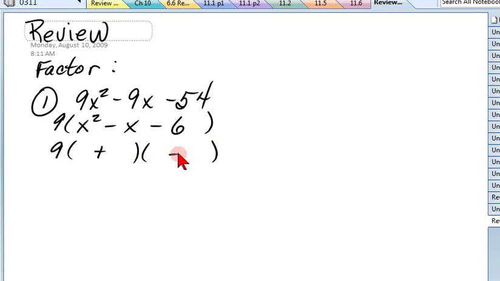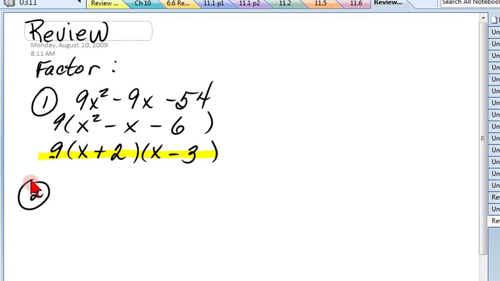That means I need one of each. I need an x and an x. Factors of 6 with a difference of 1. That's going to give me a 2 and a 3. And this is not an equation, so I don't set equal to 0, I don't solve, I'm done. It was just factor. And I need all of these factors to get credit.